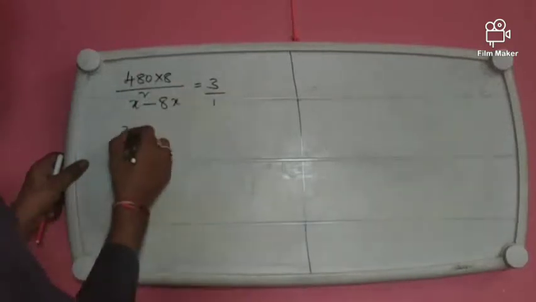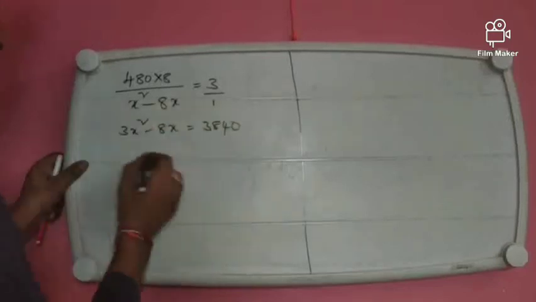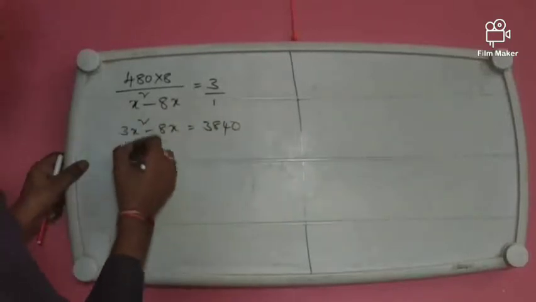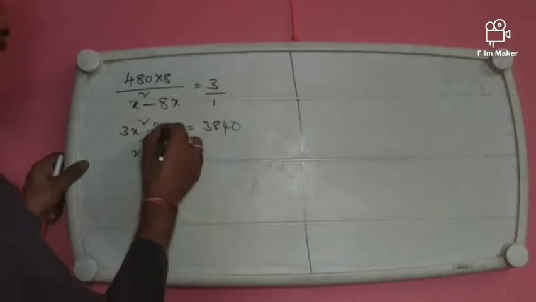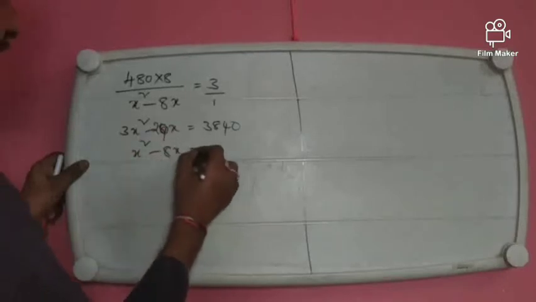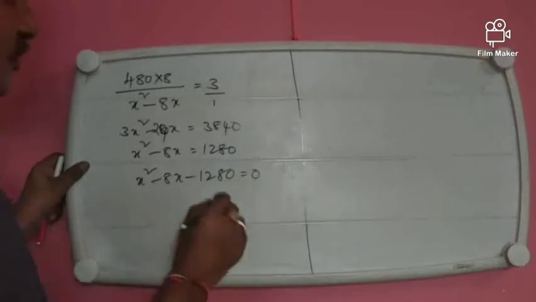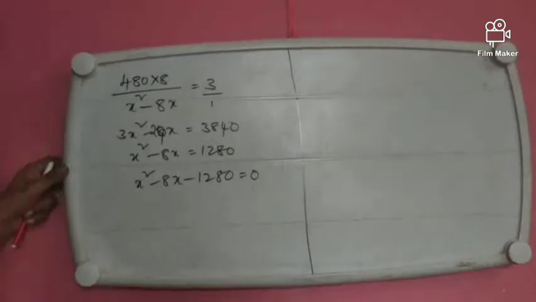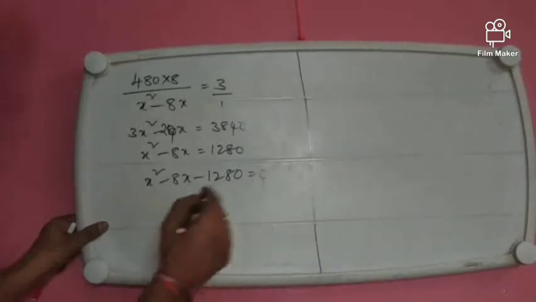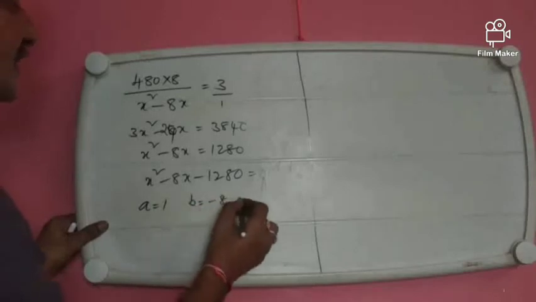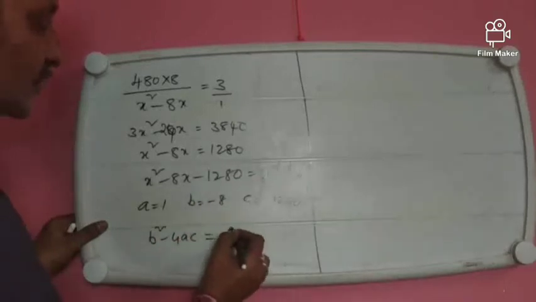From this step, we can solve it. Here, by cross multiplication, 3 times X square minus 8X is equal to 3840. Now, cancelling the 3 on both sides, the 3 table, X square minus 8X is equal to 1280. Now X square minus 8X minus 1280 is equal to 0 is the required quadratic equation. Now from here onwards you can solve the roots of the quadratic equation by the quadratic formula. A value is 1, b value is minus 8, c value is minus 1280. So b square minus 4ac, if you find, you will get 5120.